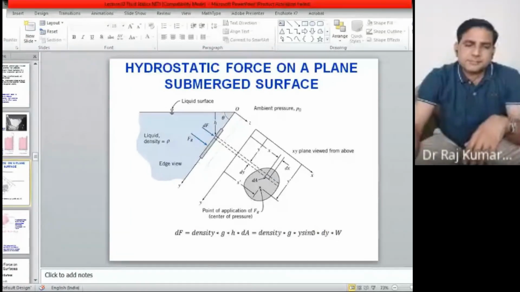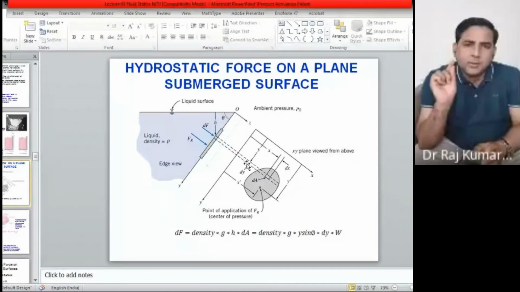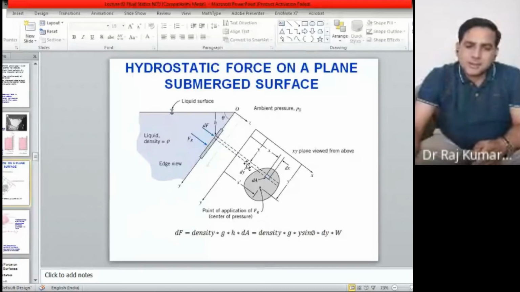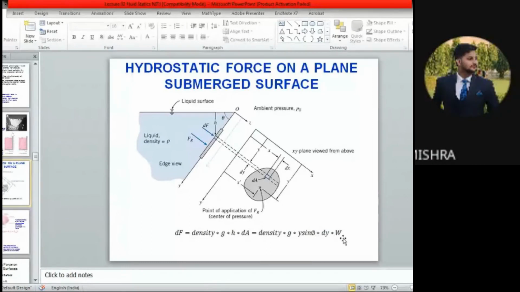So you have only one variable, y, and you are integrating with respect to y. So what does the integration become? Can you tell? What would be the integration? Rho g y square by 2 sin phi w, right? Yes or no? Yes, sir. That is the simple part.